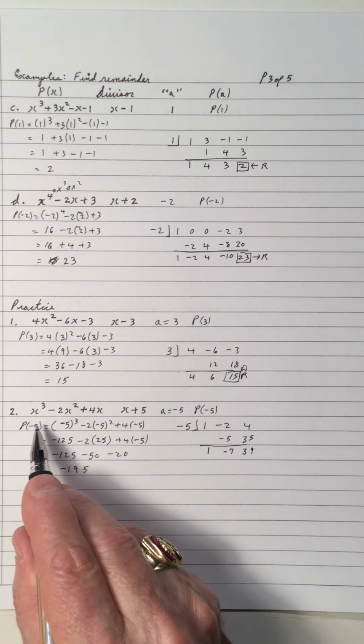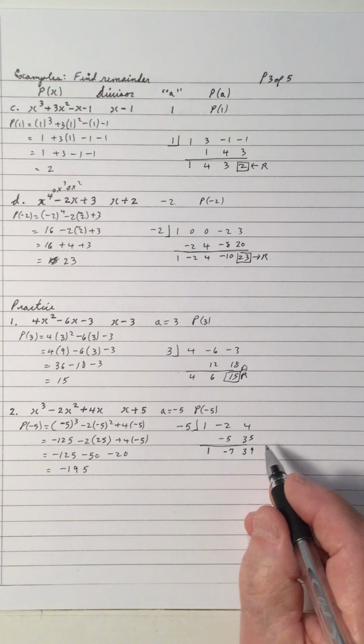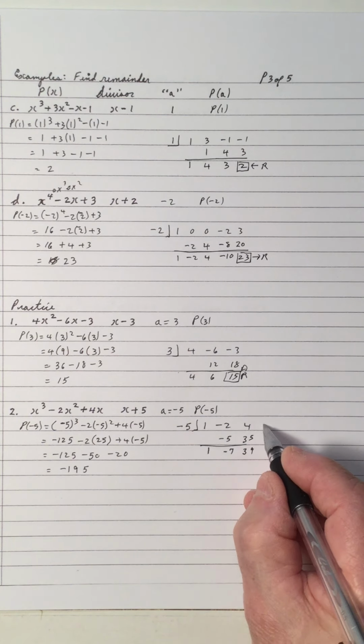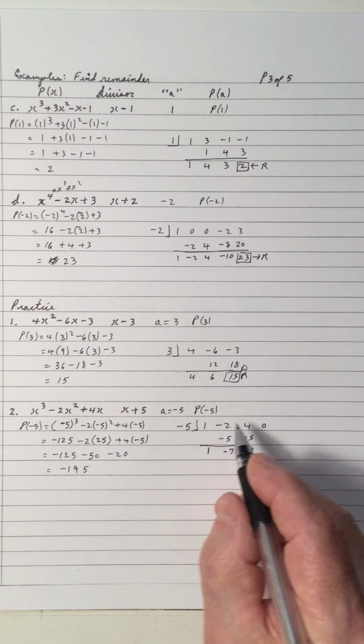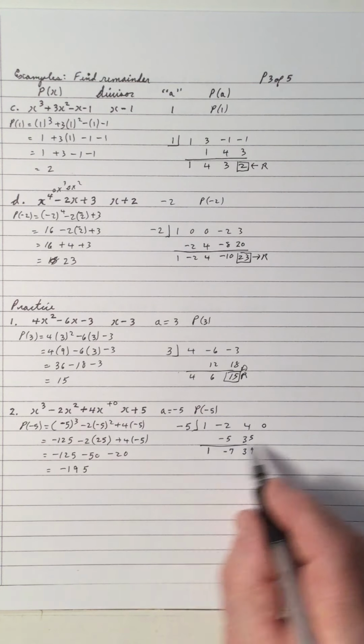Now, again, I have A is negative 5. And notice, constant. That's not the remainder. The remainder, I got to put a 0 on because I got to keep going down to that constant. So there's a 0 on the end.